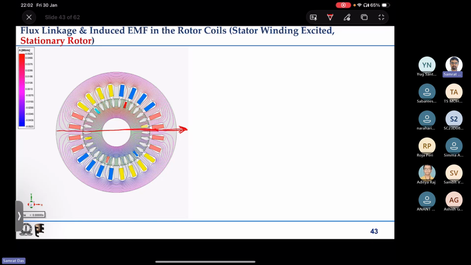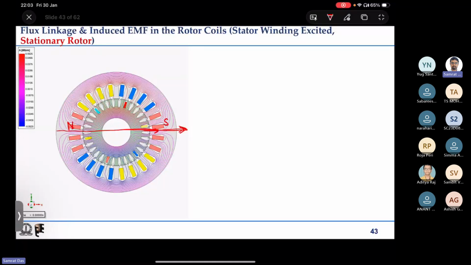So flux lines are going radially outward here on the right-hand side, that is, they are entering the stator. That is why it is a south pole here, and on this side it is a north pole here, right? So this is the magnetic field axis at omega t equal to 0 degrees.